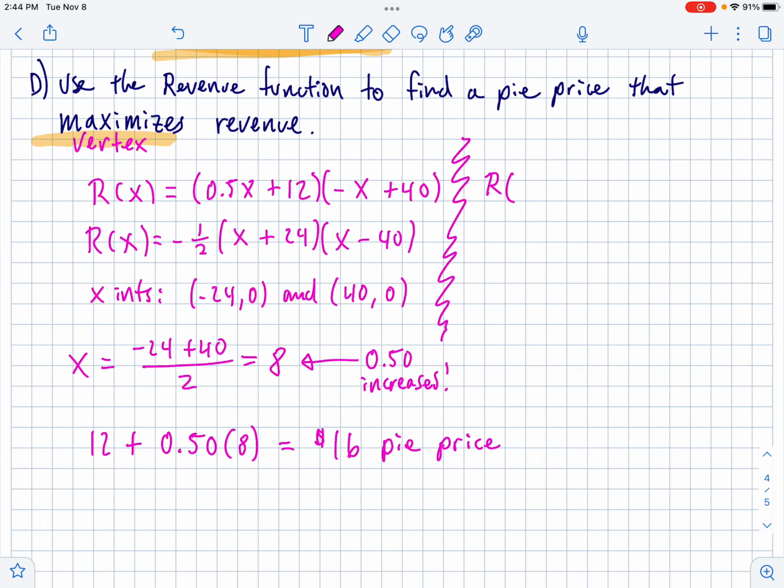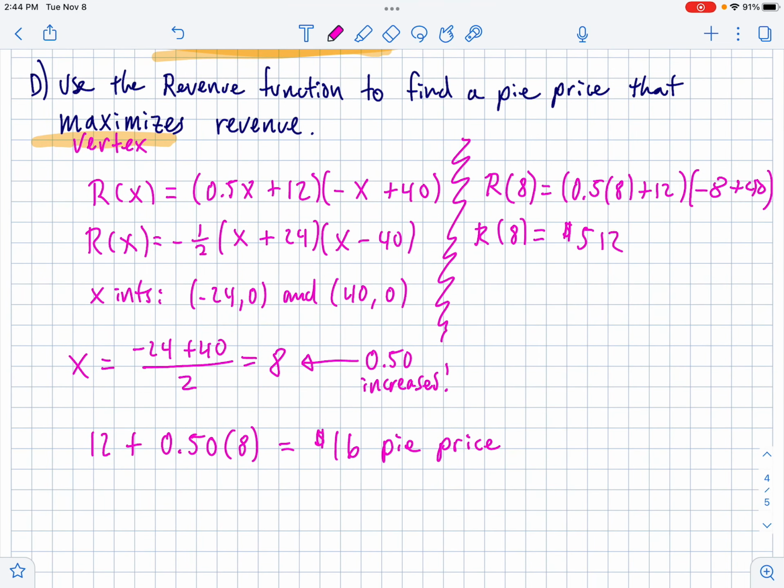If you put that back into the equations, I'll make a little separation here. R of 8 is going to be 0.5 times 8 plus 12, and then negative 8 plus 40. If you work that out, R of 8, I believe, is $512. So if they're selling $16 pies, they're going to sell 32 of them in a day. They're going to get maximum revenue of $512. Yep.